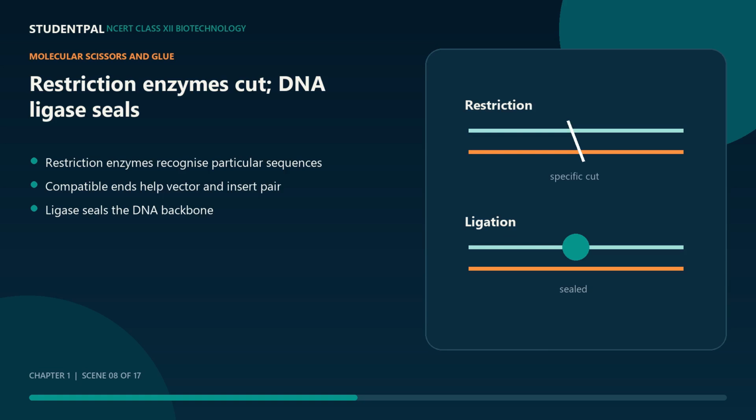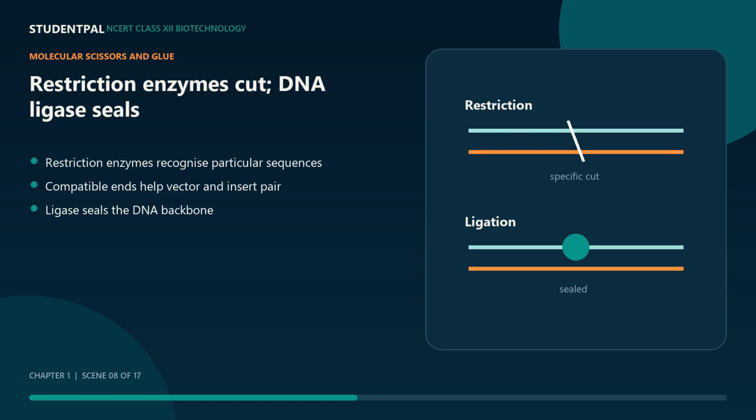But do not stretch the analogy too far. Ligase does not know which product we want. A vector may close without the insert, and an insert may enter in the wrong orientation. Using two different restriction enzymes can support directional cloning, yet the resulting colony still requires screening and confirmation.